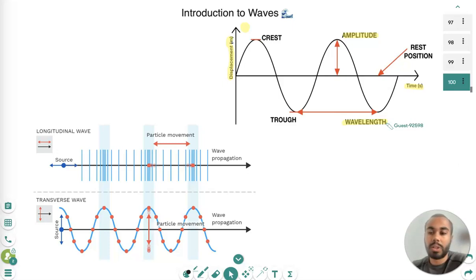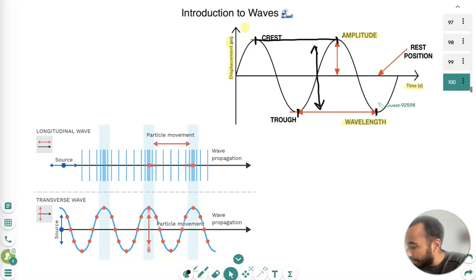A peak may also be referred to as a crest. It just means the highest point on the wave as opposed to the lowest point. So we can see here we have one trough, we have another trough, and the wavelength between them. Similarly, we have one crest and another crest, and we have our wavelength in between. And these two lines are the same length.